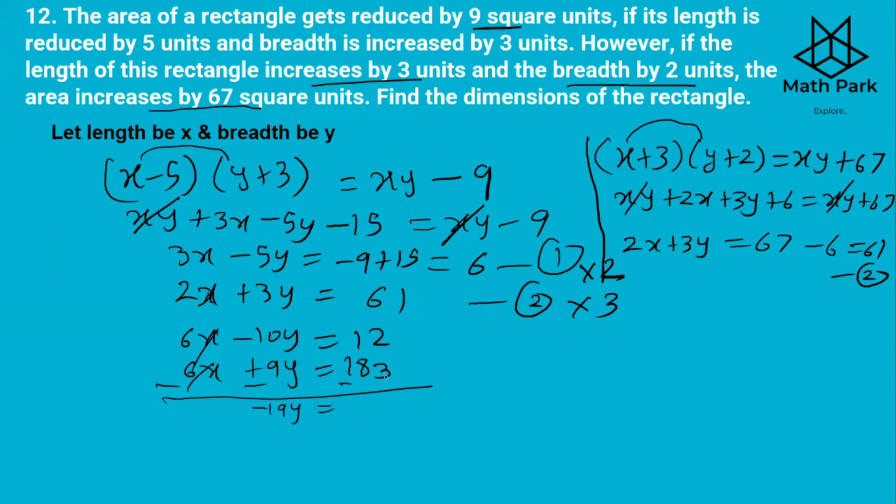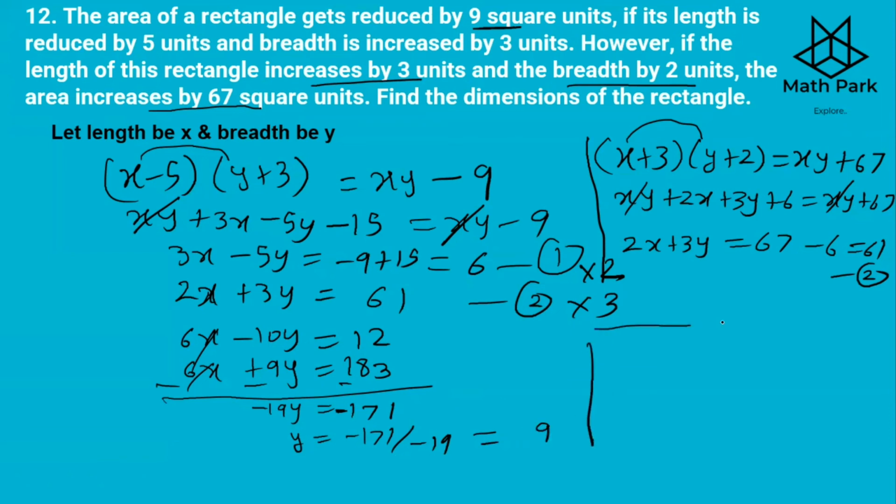And we are subtracting. 3 minus 2 is 1. 8 minus 1 is 7. And 171. So we get y is equal to minus 171 divided by minus 19, which is 9. Okay, we got the value of y as 9.